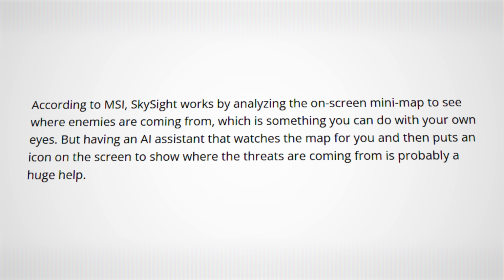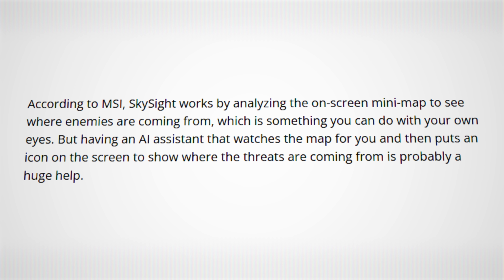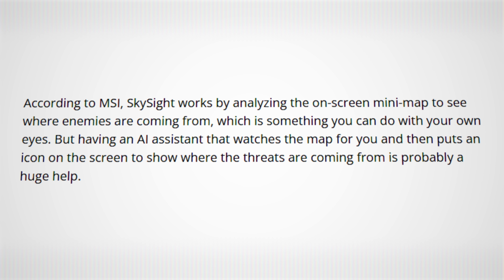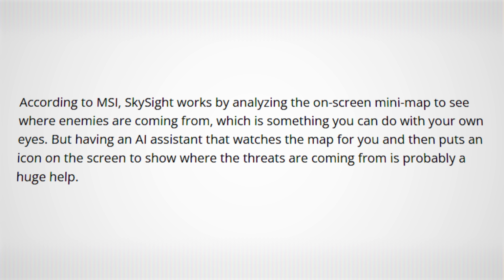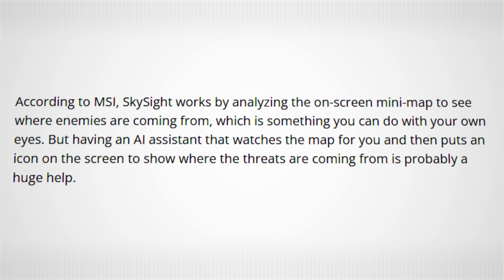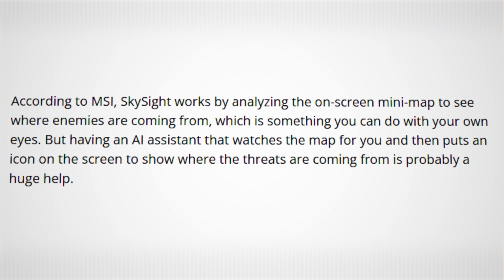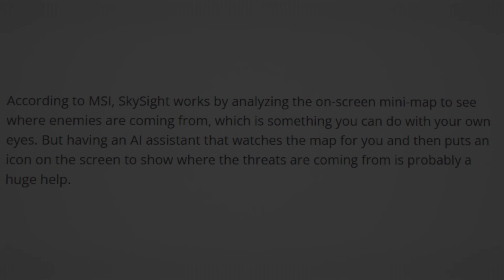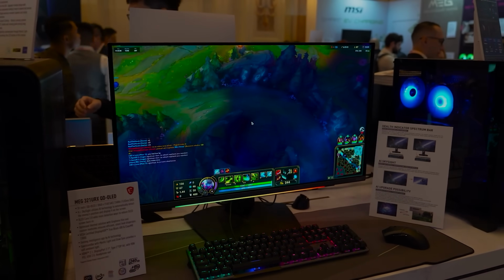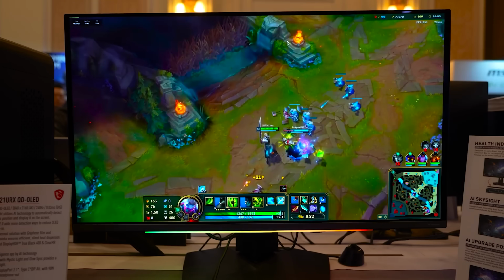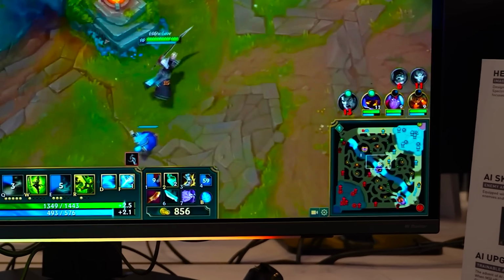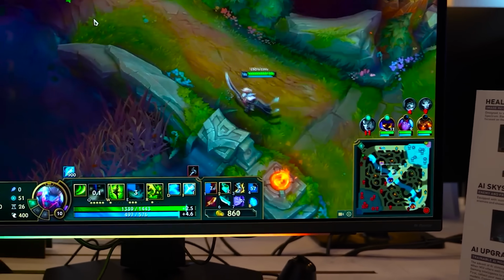SkySight works by analyzing the on-screen minimap to see where enemies are coming from, which is something you can do with your own eyes. But having an AI assistant that watches the map for you and then puts an icon on the screen to show where the threats are coming from is probably a huge help. Now, calling this as impactful as something like wall hacks would be disingenuous, but having a tool like this undeniably gives you an advantage that your opponents won't have.